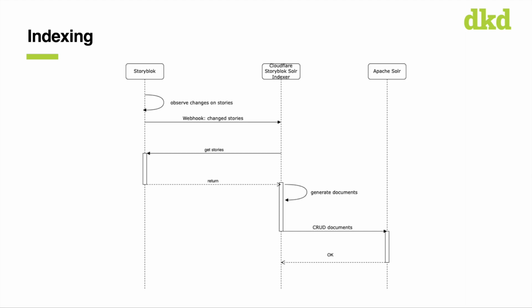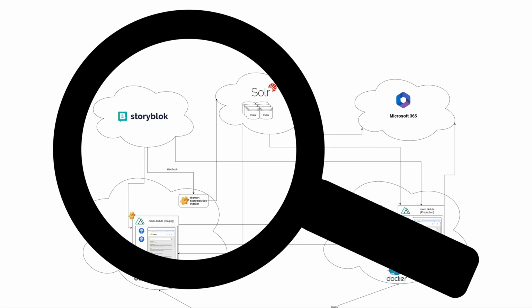We then handle the document changes. This can be a creation of a new document which we like to index, updated documents, or also, of course, deleting documents if content was deleted from the index. So we send this to Apache Solr, and then we have it in our search index. And let's have a look into this in detail. So Storyblok, our worker Storyblok Solr indexer, which runs in Cloudflare, and Solr, and the Solr indexes on hosted Solr.